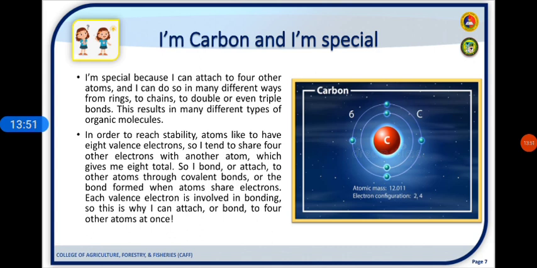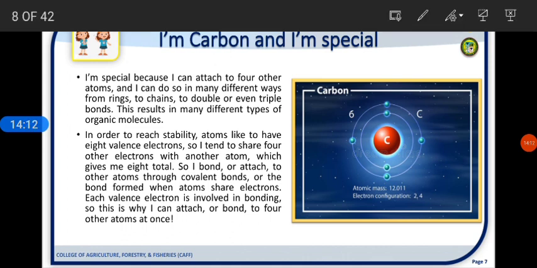What makes carbon special? Carbon is special because it can attach to 4 other atoms and can do so in many different ways, from rings to chains to double or even triple bonds. This results in many types of organic molecules. Let me just show you that. If you look here, carbon is a tetrahedral atom. Why? Because it always forms 4 bonds.